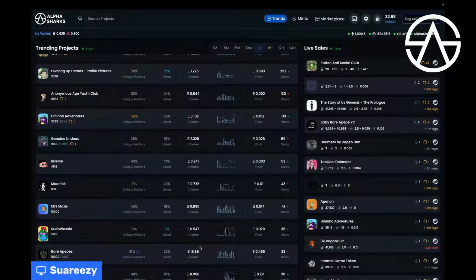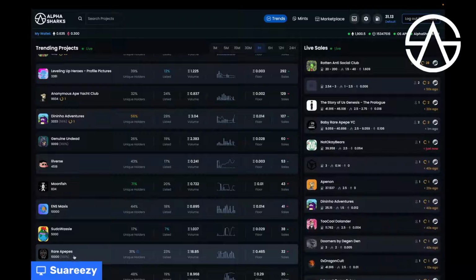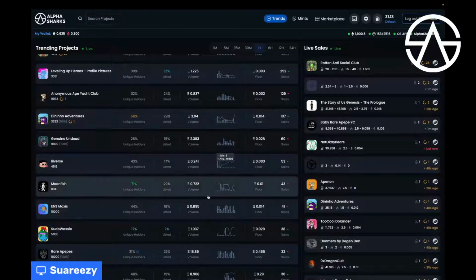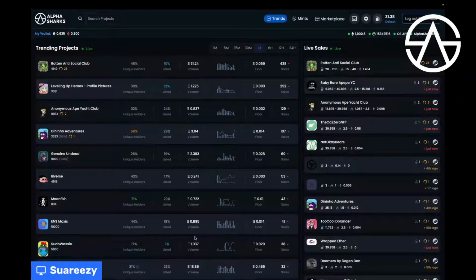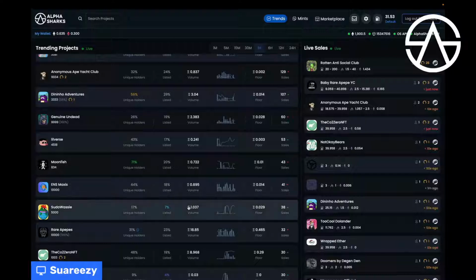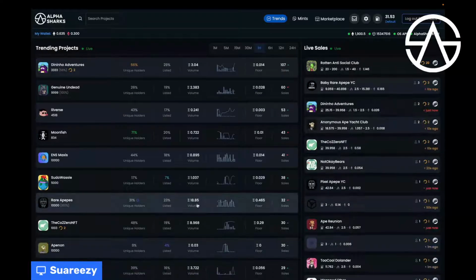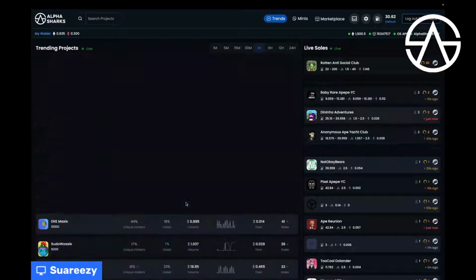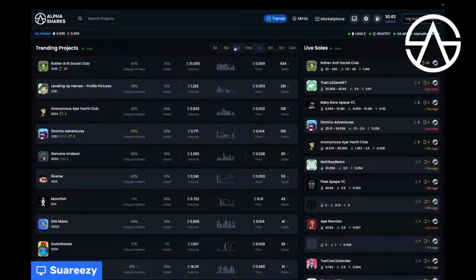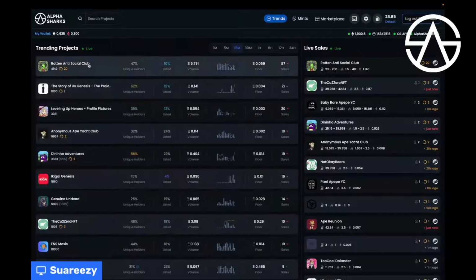Another one that's kind of sticking out here is this one, the Rare 8 Pepes with 18 ETH within the last hour. That's going to be the next one that I see with double-digit ETH volume. So I would definitely be keeping an eye out for this as well. But I would say that if we actually have some live sales going on with this project here, this is probably going to be our live example for the day.